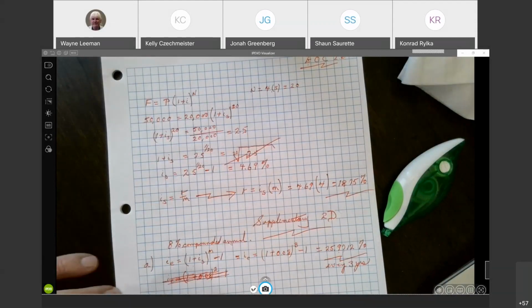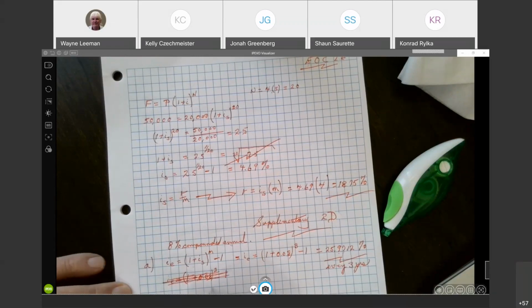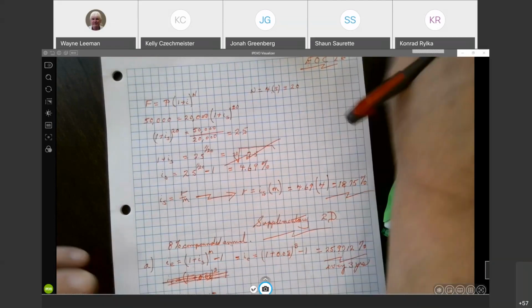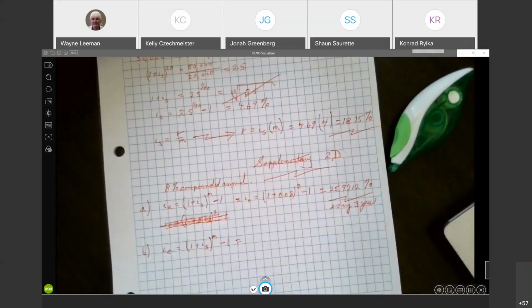We'll do part B here. Very similar. IE equals 1 plus IS to the power of M minus 1. Let's put some numbers in here. Can you raise your piece of paper a little bit? Yes, I sure can. Thank you so very much for pointing that out.